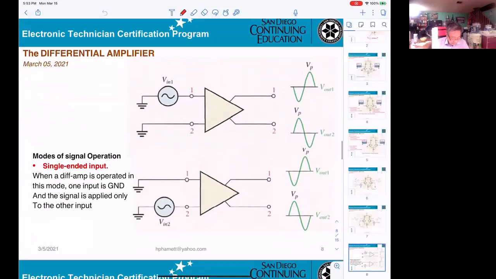Now, mode of signal operation, single-ended. Okay, they can be a single-ended input or output. Single-ended means you apply only one input and the other input will be routed. When the differential amplifier operates in this mode, one input is routed and the signal applies only to the other input. Okay?